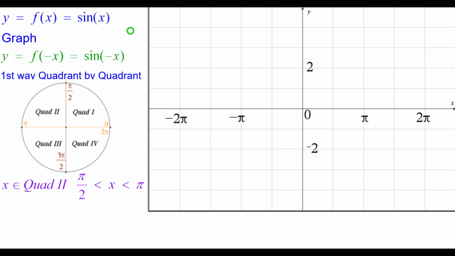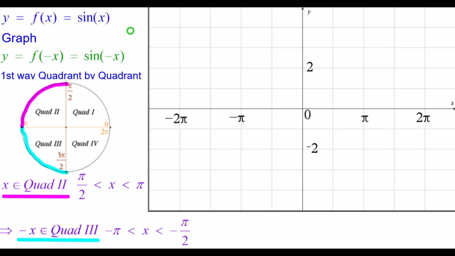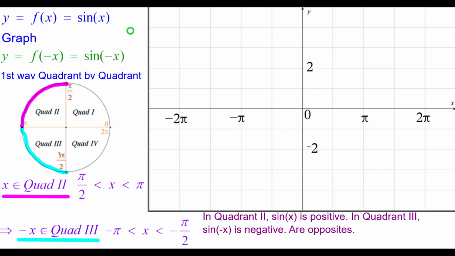In quadrant 2, when x is between pi over 2 and pi, its opposite will be in quadrant 3, between negative pi and negative pi over 2. In quadrant 2, the sine of x is positive. But in quadrant 3, the sine of its opposite is negative. They're the same value, but opposites in sign. So in quadrant 2, also, the sine of the opposite of x is the opposite of the sine of x.